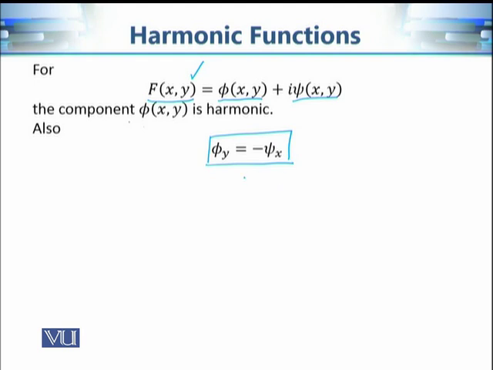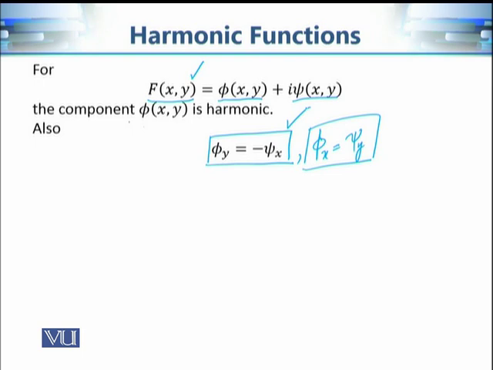And this must be satisfied. This is one of the Cauchy-Riemann equations that we are going to use in our further discussion. Of course, the second condition is also satisfied, that phi x is equal to psi y, but we are not going to use this in our further discussion. So we only consider this Cauchy-Riemann equation. Why does this hold? Because this capital F of xy is an analytic function, so its real and imaginary components satisfy this condition.